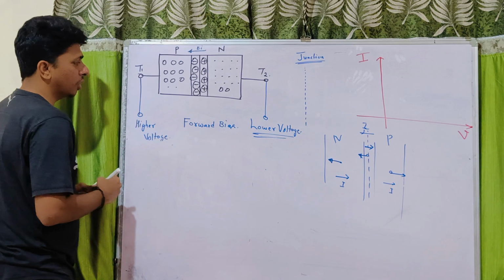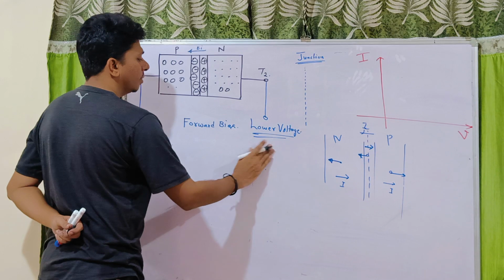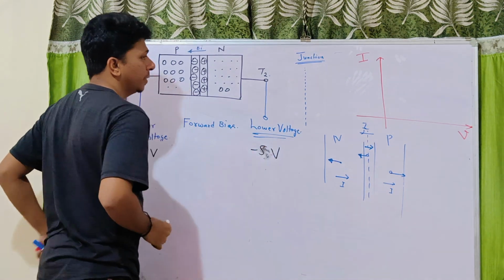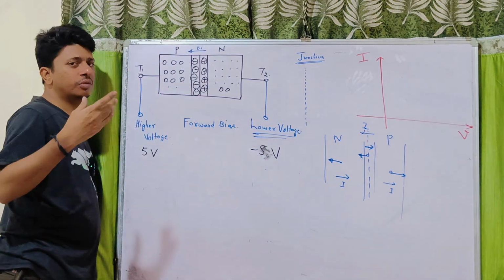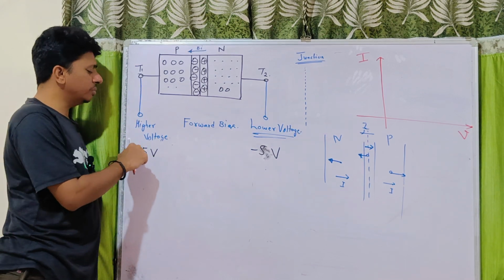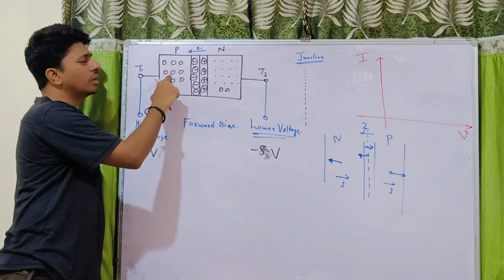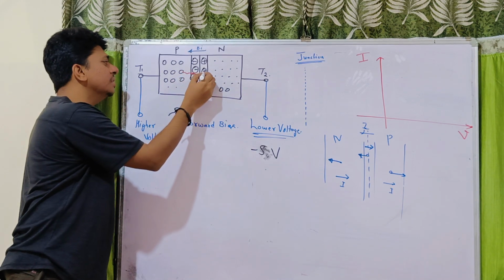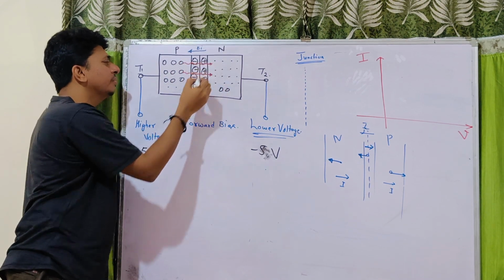So now for this case, forward biasing, I am drawing this. This will be 5 volt and this will be 0 volt, or we can say minus 5 volt. So now you have applied these voltages at the terminals. Now this PN junction is forward biased, and if it is forward biased, what will happen? Because of this 5 volts, this is positive and the holes are also positive. So these holes experience some force and they will try to move in this direction.